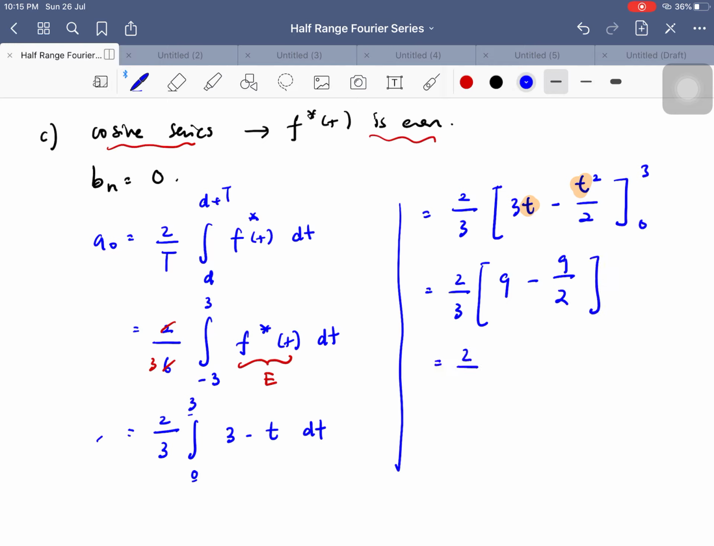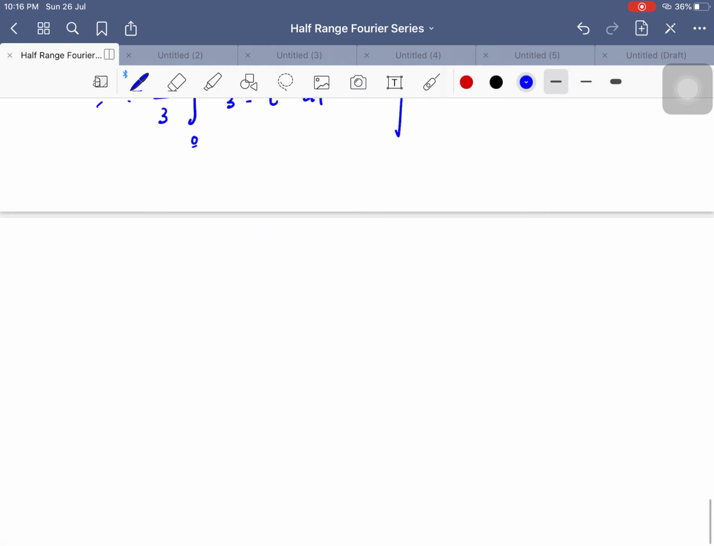So this is going to be 2 over 3. So I'll end up with 18 minus 9. So 18 minus 9 is a 9. So I'm going to have 9 over 2. Which, if I were to simplify, I'll end up with a value of 3. So that is going to be the a0. Remember, I mentioned this in the previous example in the full range: a0 is always going to be a constant value. You should get a number for a0.